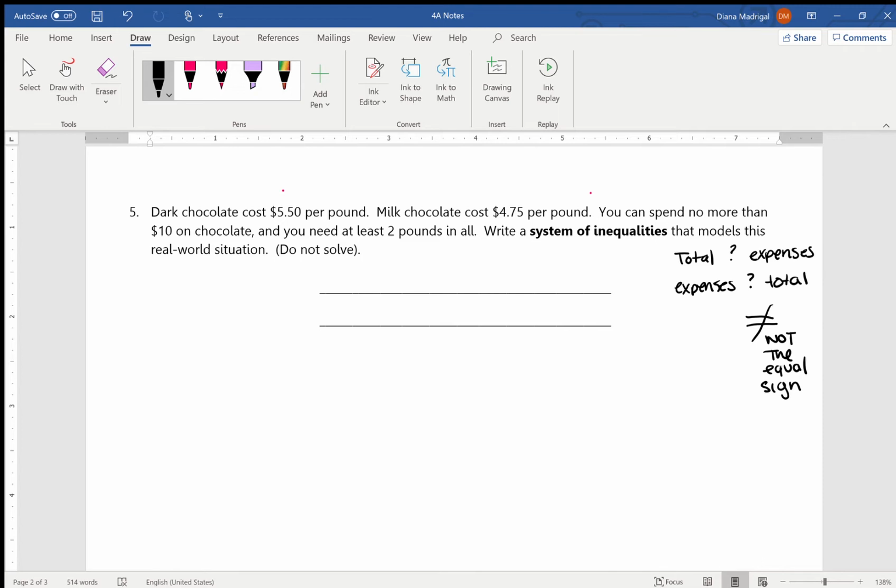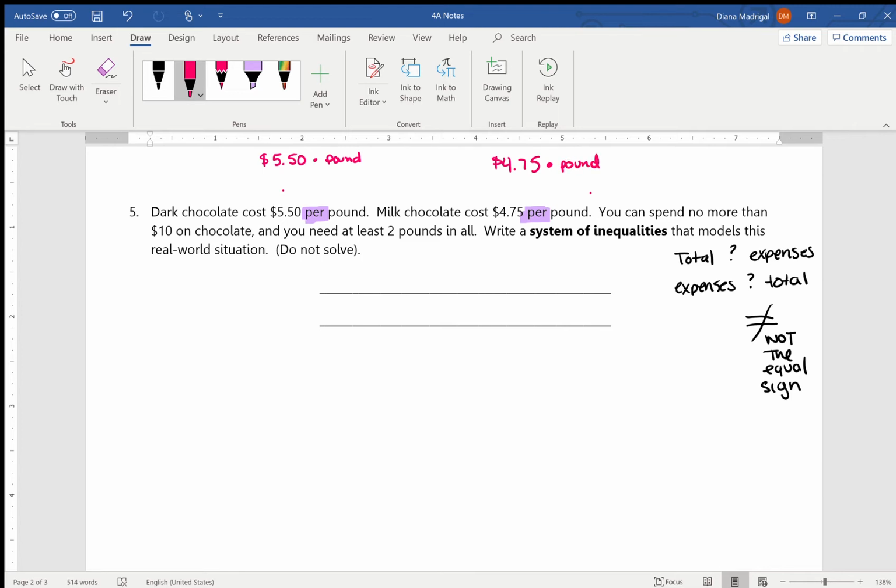All right. Again, make sure you highlight important information. It says dark chocolate costs $5.50 per pound. Don't forget that last semester I really emphasized this little word per. Remember, per means multiplication. That means that this is saying $5.50 times the pound, and the pound could be a variable. We don't know yet. We're going to keep reading. Milk chocolate costs $4.75 per pound. Again, per pound, so it's going to be $4.75 times the pound.